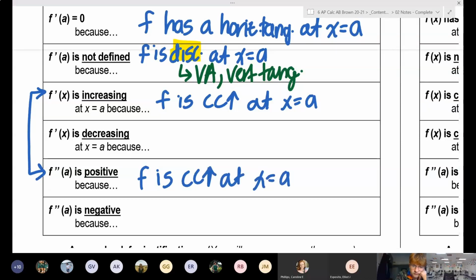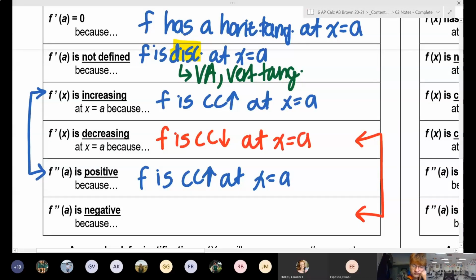And then likewise, we can link some other ones together. When I say f prime is decreasing, that's the same thing as saying that the function is concave down, or the same thing as saying the second derivative is negative. So we'll be looking for when f is concave down at x is equal to a, and I can repeat that f is concave down at x is equal to a. Notice if I am proving something with f prime, I'm talking about the graph of f. So I don't think there's any new information there, it's just taking that chart and putting it more into words and how we form justifications.